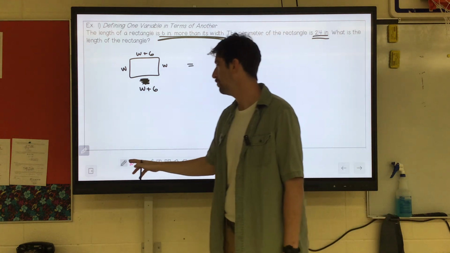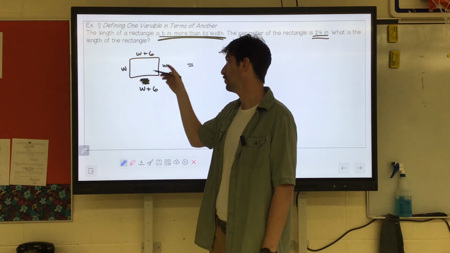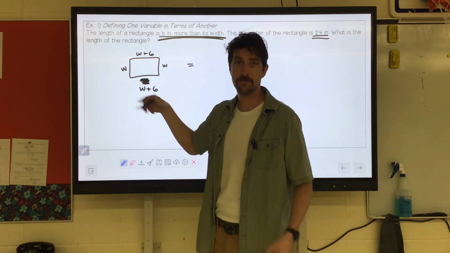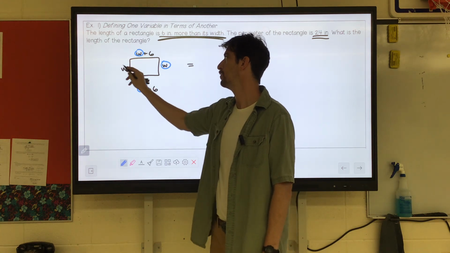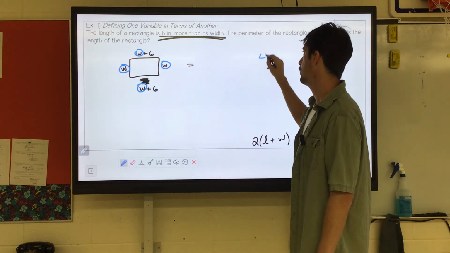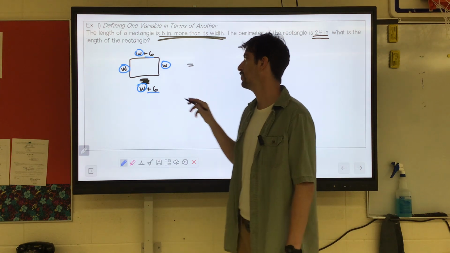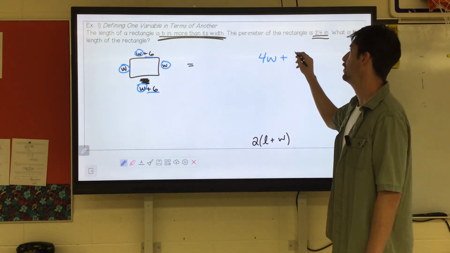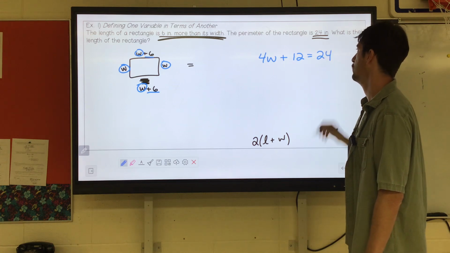So let's go ahead and combine our like terms here. If we're adding W plus 6 plus W plus W plus 6 plus W, let's add the W's. W plus W plus W plus W is 4W. The other stuff, 6 plus 6 is 12. So 4W plus 12 equals that perimeter, that 24 that they told us.